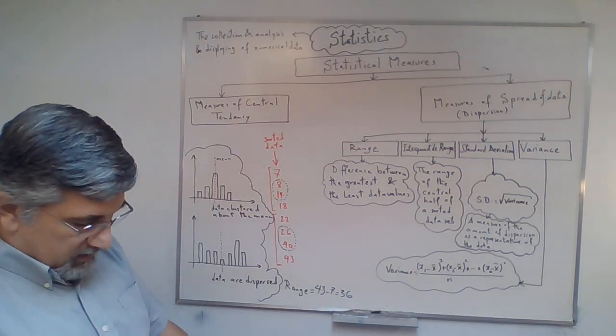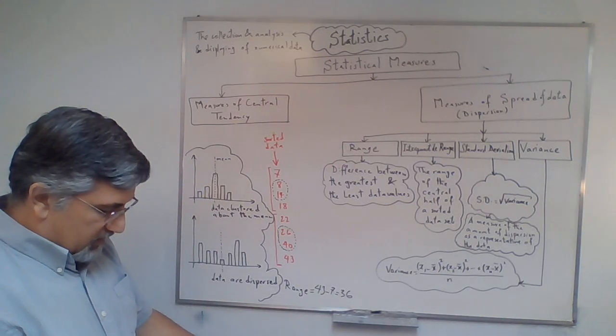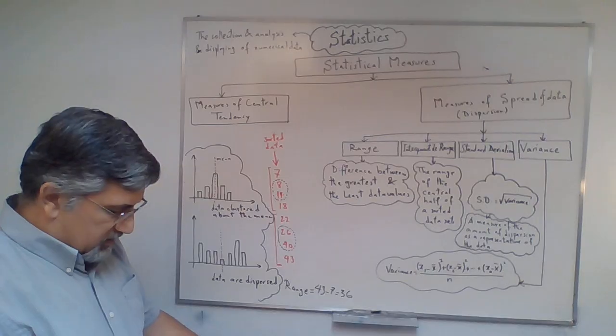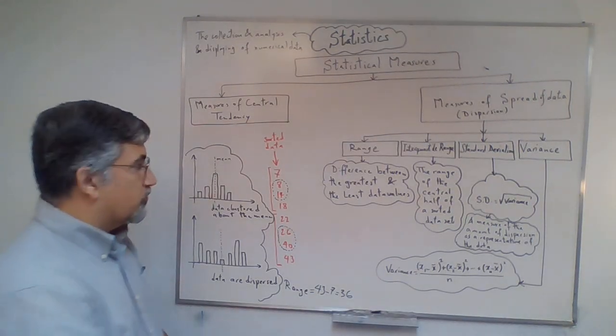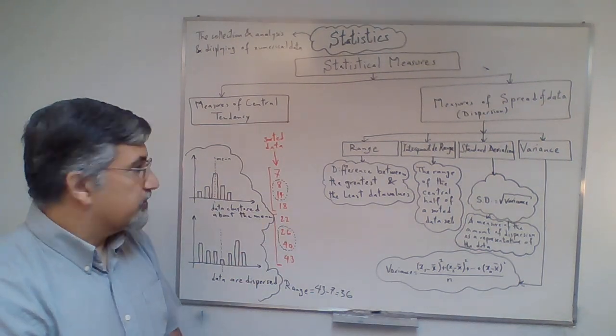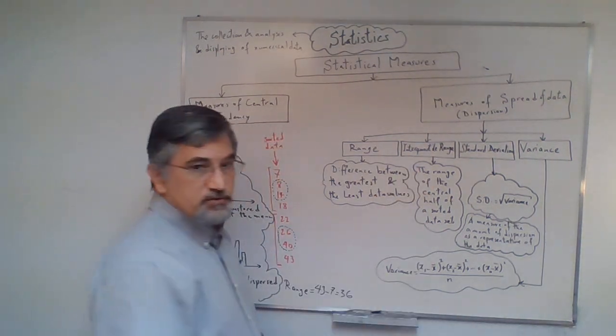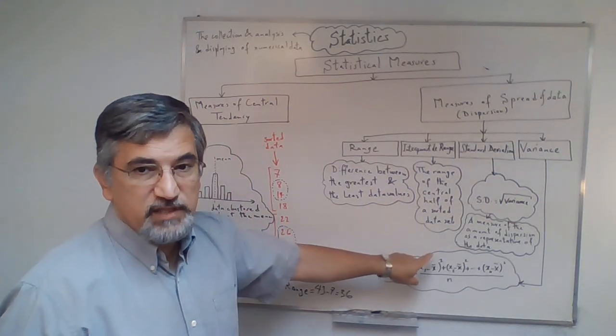So we're going to say 43 minus 7 is 36, and that is the range of the data set. So very clear, the easiest measure of spread of data. Interquartile range is the range of the central half of a sorted data set.